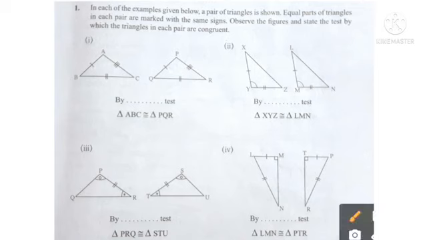See first here. AB is congruent to PQ, BC is congruent to QR, and AC is congruent to PR. Means three sides of triangle ABC are congruent with three sides of triangle PQR. Means here three sides are there. So by which test? By SSS test, these two triangles are congruent. Okay.